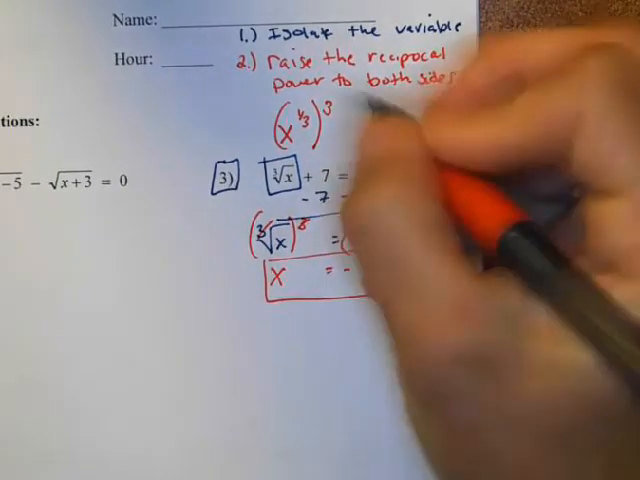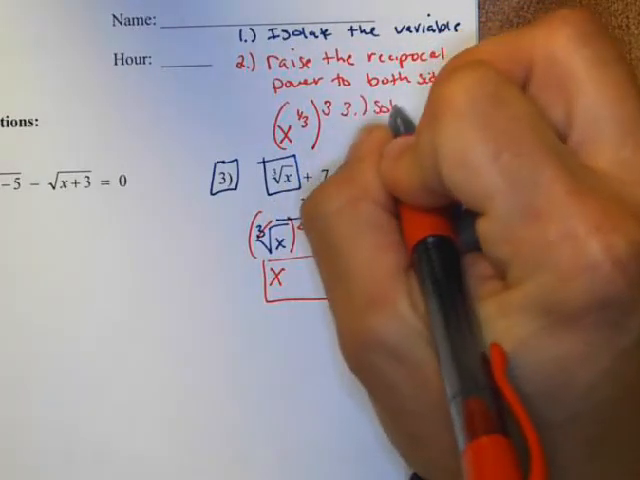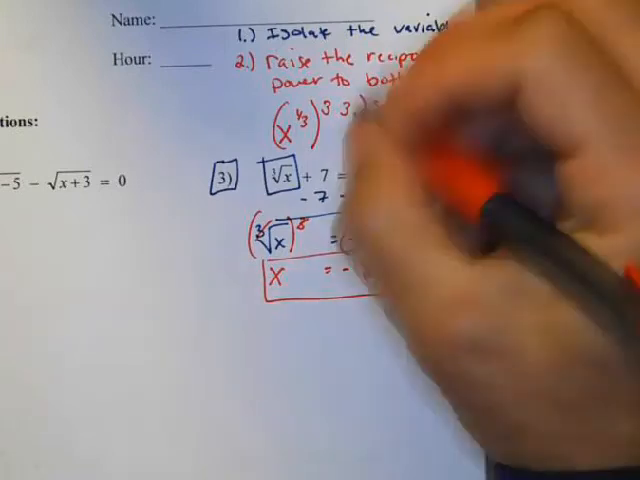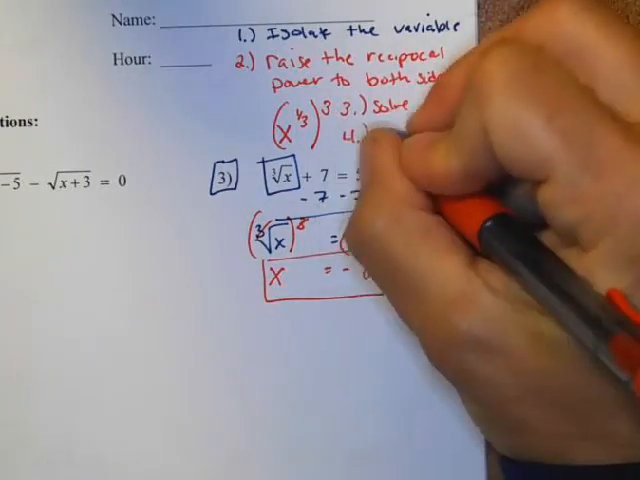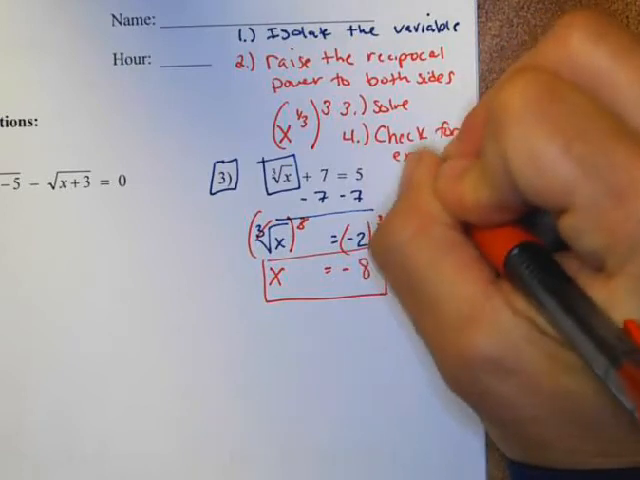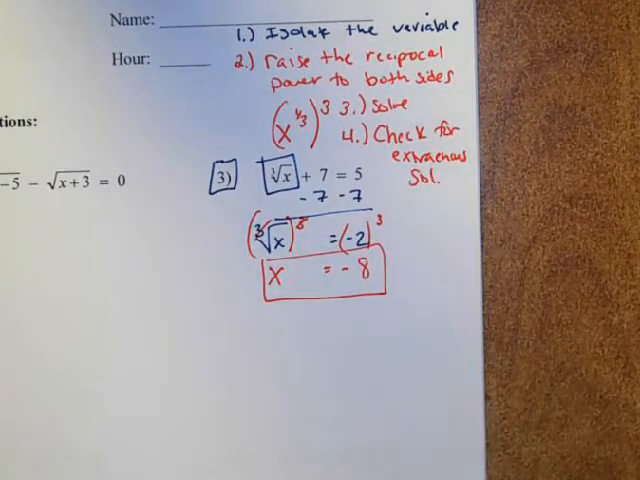Now, step number 3 would be to solve. Okay, there's nothing to solve other than raising it to the power. The next step is going to be to check your answer. That is not optional. You have to make sure that you do that.